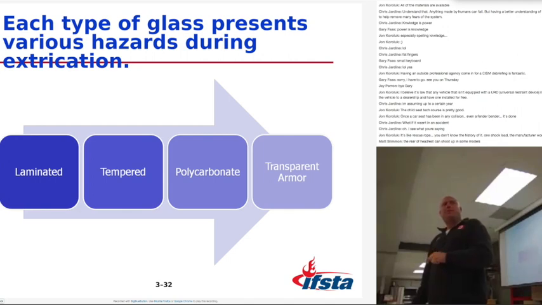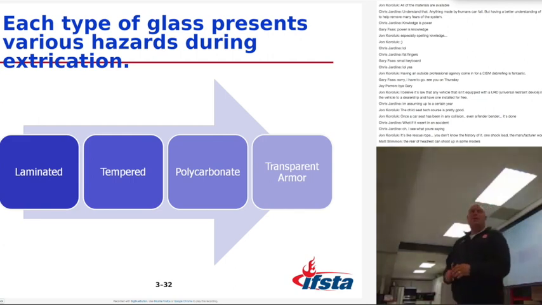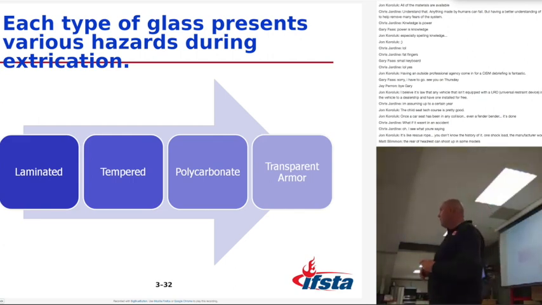Okay. The types of glass: laminated. Laminated glass is glass with a plastic film over it. Tempered is glass with a laminate sheet in between, right? Yeah. When it cracks, it basically splinters into tiny pieces.